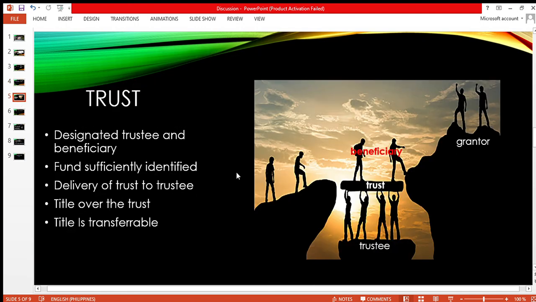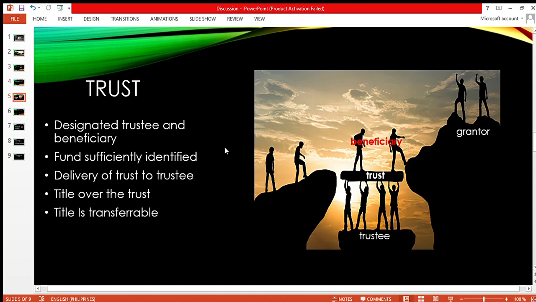Okay, let's go with the third type of a written instrument, and this is what we call trust. Trust, this is not a thing that should be broken, sinasabi ng mga dalaga. But insofar as legal documents are concerned, trust portrays or means the meaning as you have read in the dictionary. In Tagalog, tiwala. Okay? Trust as tiwala.